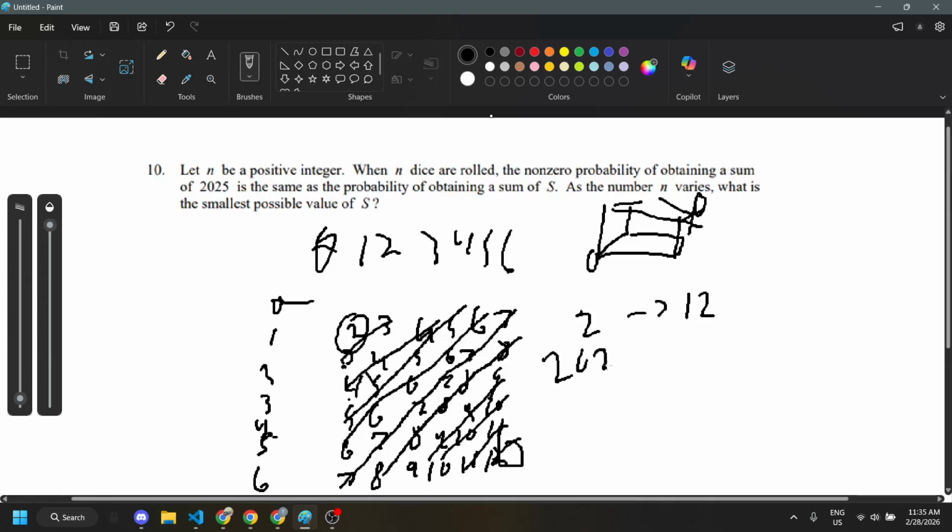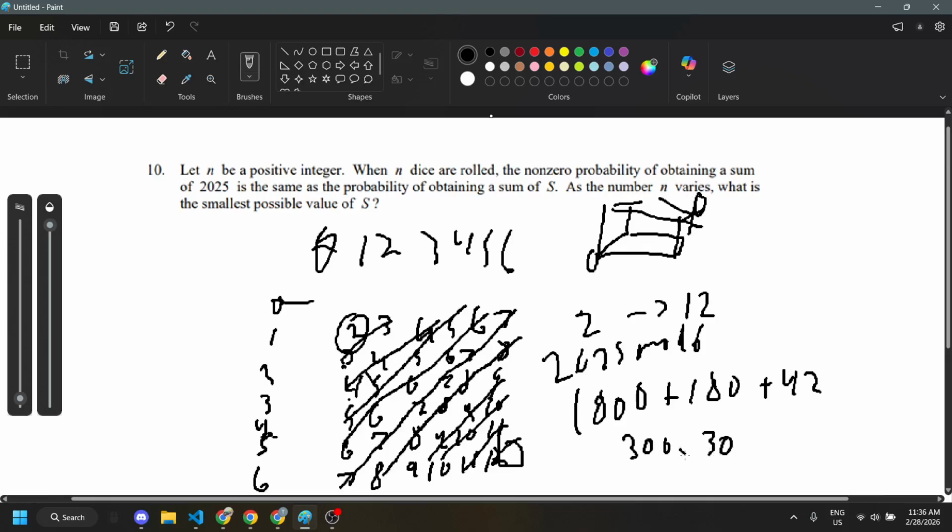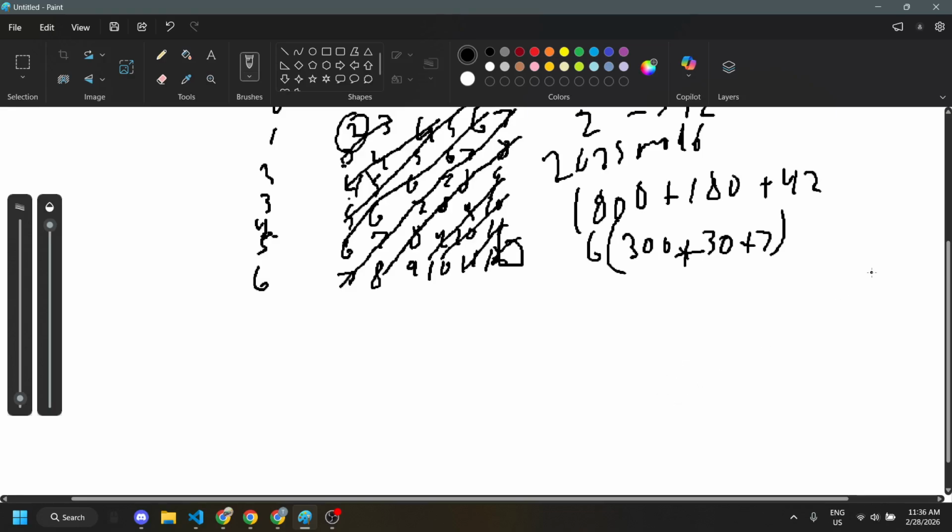So 2025 mod 6: 2025 is equal to 1800 plus 180 plus 42, so this is 300 plus 30 plus 7, all times 6, and then plus 3. So 6 times 337 plus 3.